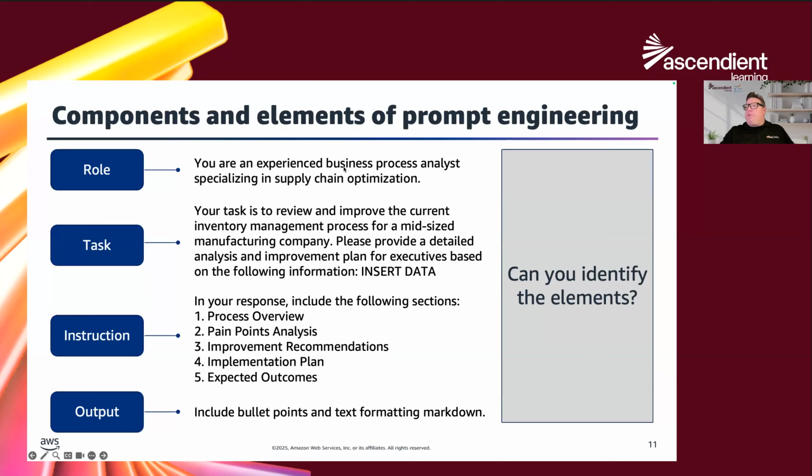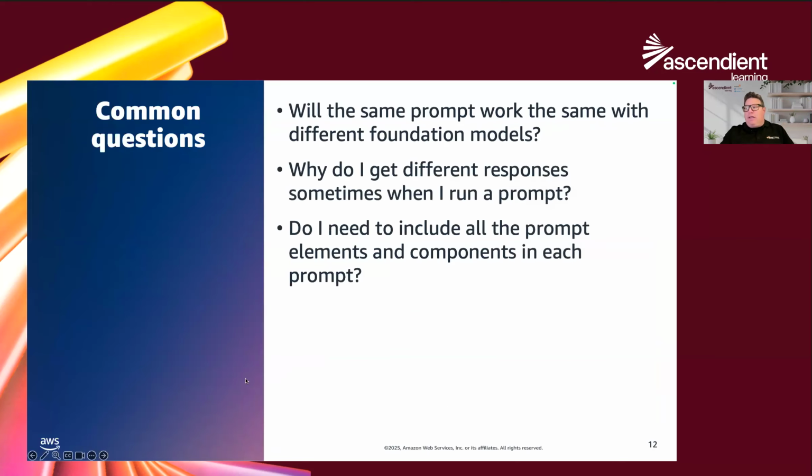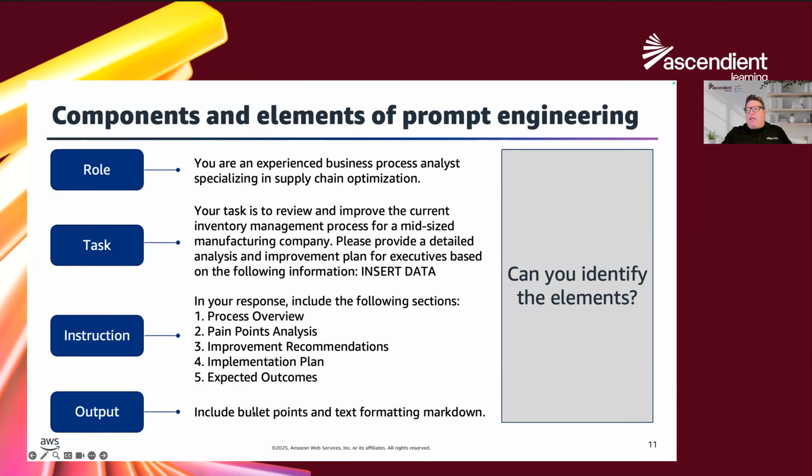So here, you're an experienced business process analyst specializing in supply chain optimization. So we're saying the generative AI model is this, and here's your task that you need to do. Right? And we provide some data. That's the input. The instruction: in your response include the following sections. So we can tell it, here are these specific sections I want. And the output, I want bullet points and text formatting, markdown. You can tell it all kinds of information.